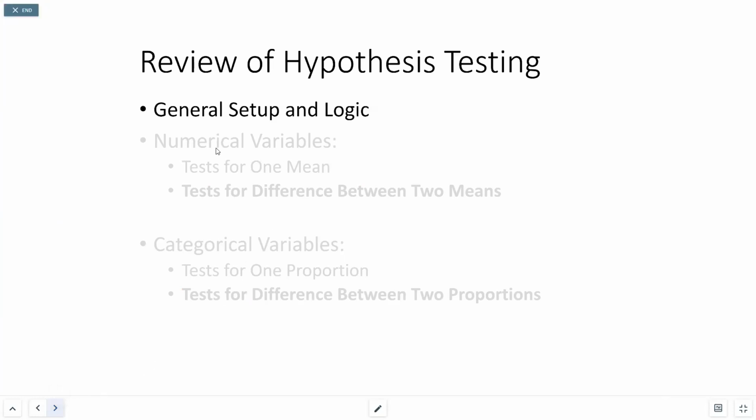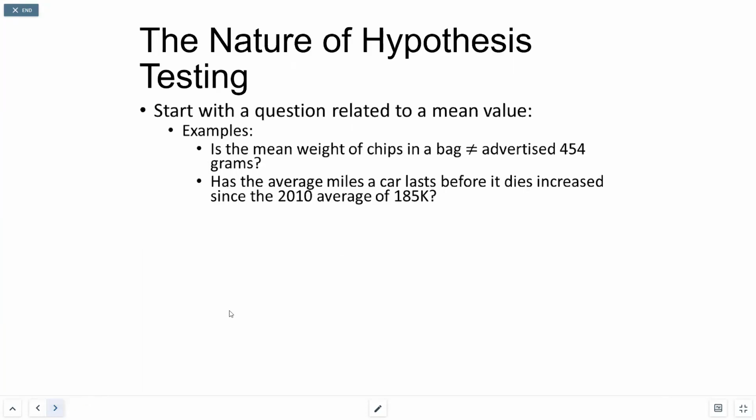So I'm going to start today by talking about the general setup and logic. The nature of hypothesis testing is you want to start with a question related to a mean value. That's one way to think about it. Another way is you can think of it as starting with a question related to a proportion, and that would apply to categorical variables. But just to keep our thinking a little cleaner, let's just start with a mean value. So for example, is the mean weight of chips in a bag not equal to the advertised 454 grams? Or has the average miles a car lasts before it dies increased since the 2010 average of 185,000? Notice that in both these questions, we're referring to a value of the average.